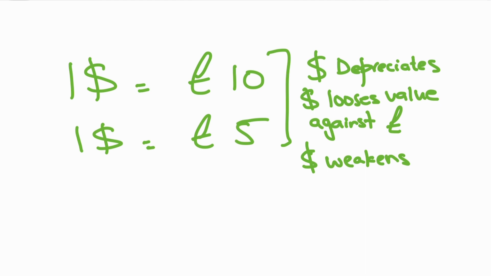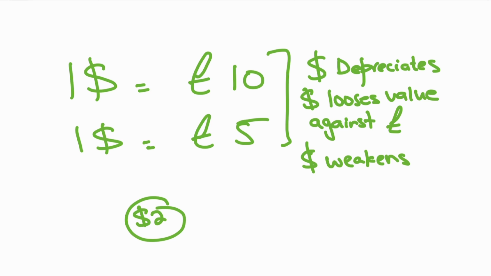So let's say if people in the US want to buy something from the UK that is worth, let's say, £10, right? Initially they had to pay only $1 to buy that, but now in order to buy something worth £10 they need to pay $2 for it, right? So they need to pay $1 extra now, and that is what the depreciation is. Depreciation would mean that they need to pay more dollars now.